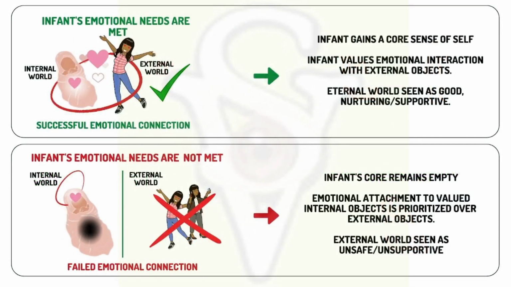To sum up these two different outcomes, when the infant's emotional needs are met, the infant develops an identity in his or her own right. The infant sees emotions as valuable to getting needs met in the external world and has positive emotional associations with the external world. On the other hand, when the infant's needs are not successfully met, the infant's core remains empty. The infant places higher value on their own thoughts and ideas, and the things that are most valued are inside the mind of the infant. The infant will also develop a distrust of the external world as it sees the world as a place that isn't good for getting its needs met.